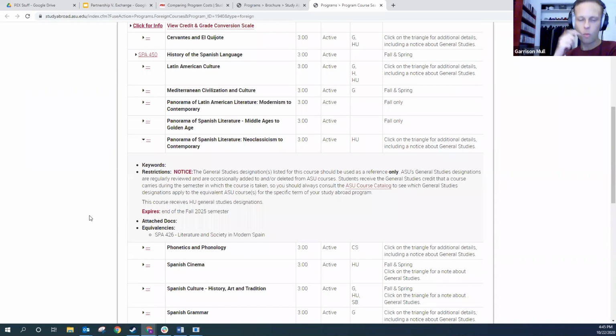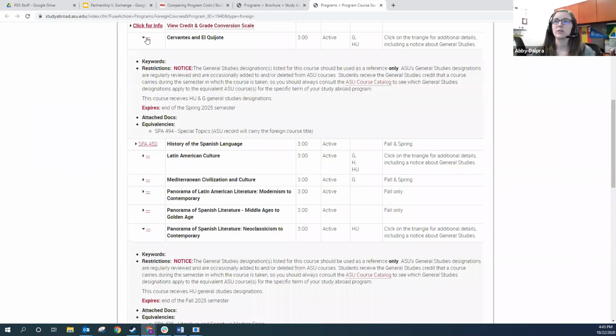Will you find any classes that don't transfer back to ASU, or what would change? Yeah, so every course would transfer back, but say it's a course that we don't offer at ASU. Then it's going to be SPA 494, for example. It's what we call special topics. And so it counts as an upper division Spanish elective course. As long as, there are very few exceptions to that.